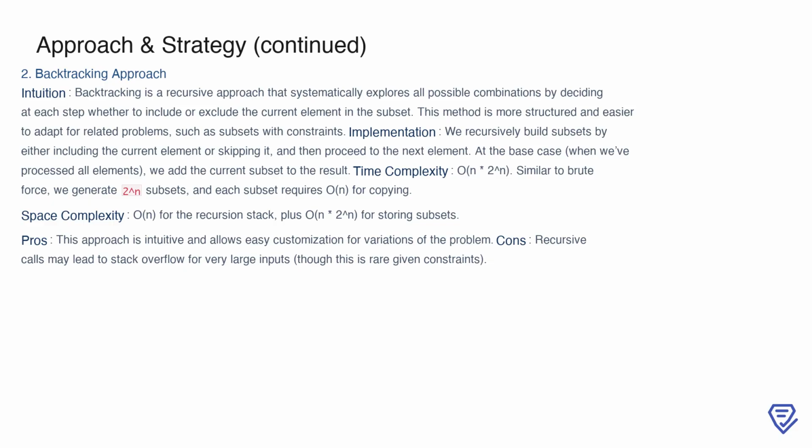The space complexity is O(n) for the recursion stack, plus O(n * 2^n) to store the subsets. The benefits of this approach include its intuitive structure and the ease of modifying it for related problems. However, one drawback is that recursive calls could lead to a stack overflow for very large inputs. That said, this is rarely an issue under typical problem constraints.